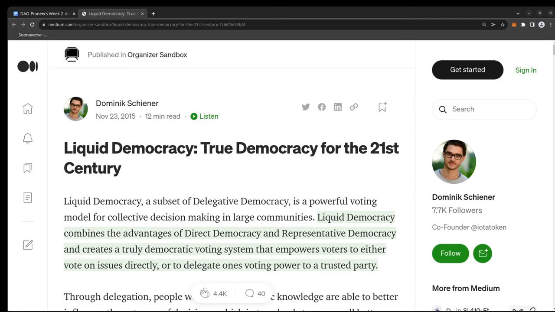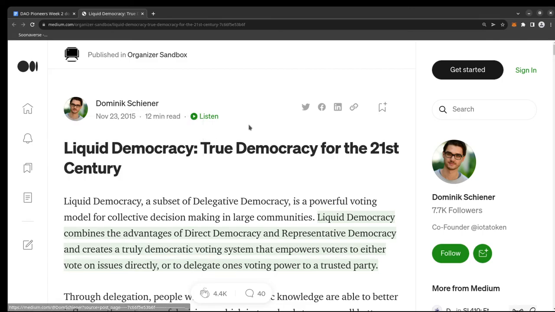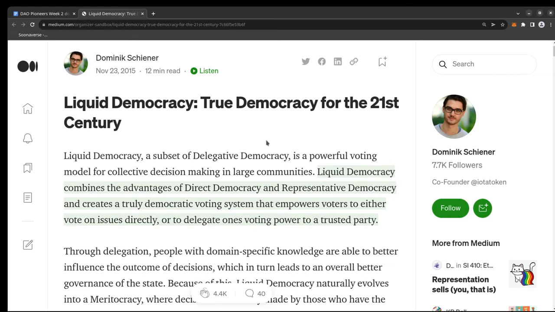If there's nothing, let's take the last 10 minutes to go through one of the older articles, probably in our week two reference document, where we talk about an article by, of course, Dominic, Dom, our Dom from 2015. So it's predating many of our discussions around the treasury and the vote, for example, so far, where he tried to explain his way of doing liquid democracy.